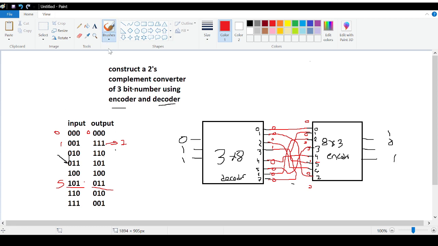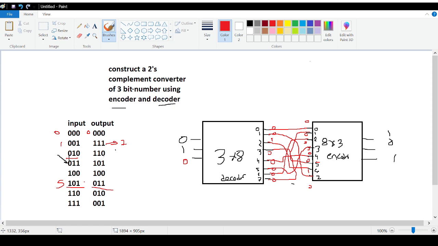Okay, let's do another example for the input and output. Let's say I'm giving 2 as my input. For 2, it's going to be 0, 1, 0. So 0, 1, 0 means 2. 1 will pass out of output number 2 and the rest will be 0. As a result, since 2 is connected with 6, 1 will pass into 6 and the rest of the inputs will be 0.